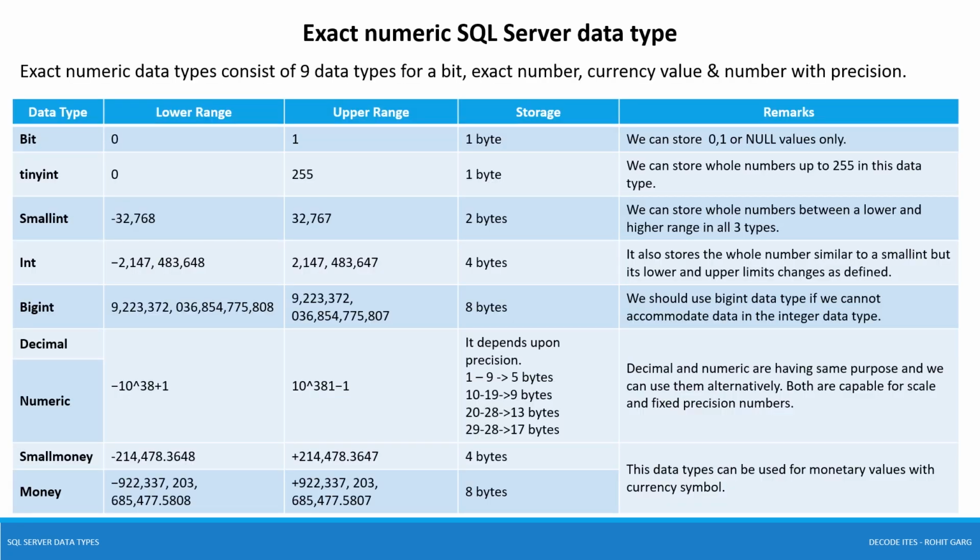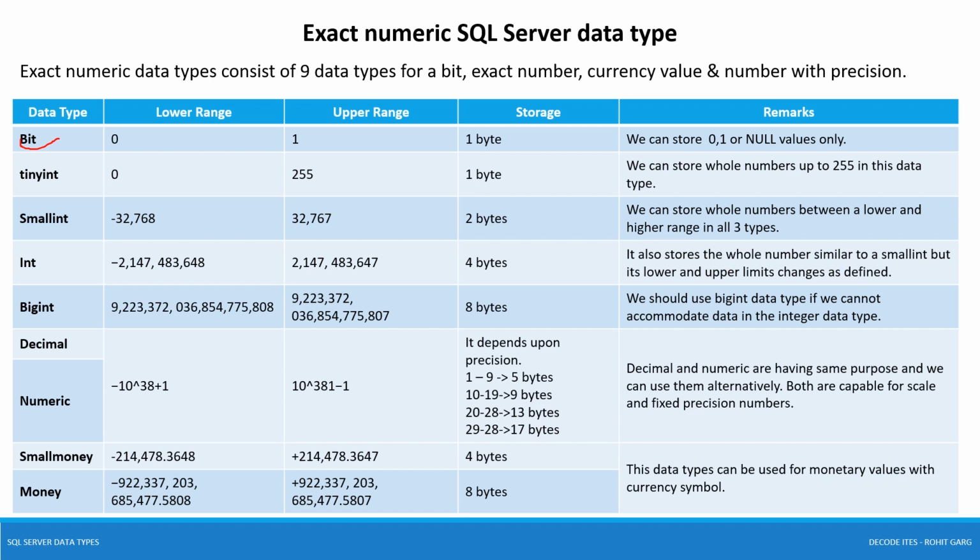Exact numeric SQL Server data types. Exact numeric SQL Server data types consist of 9 data types for bit, exact numbers, currency values, and numerics with precision. First is bit. Bit can hold either 0, 1, or null value. This can be used for true and false kind of data.